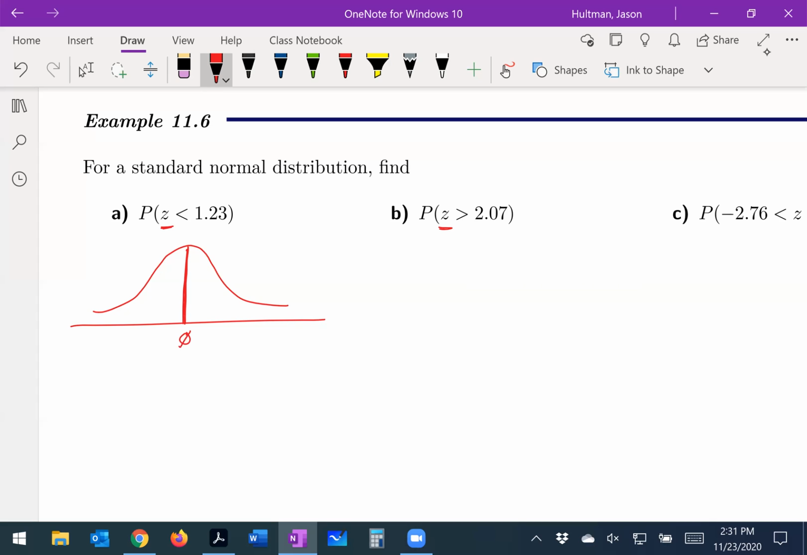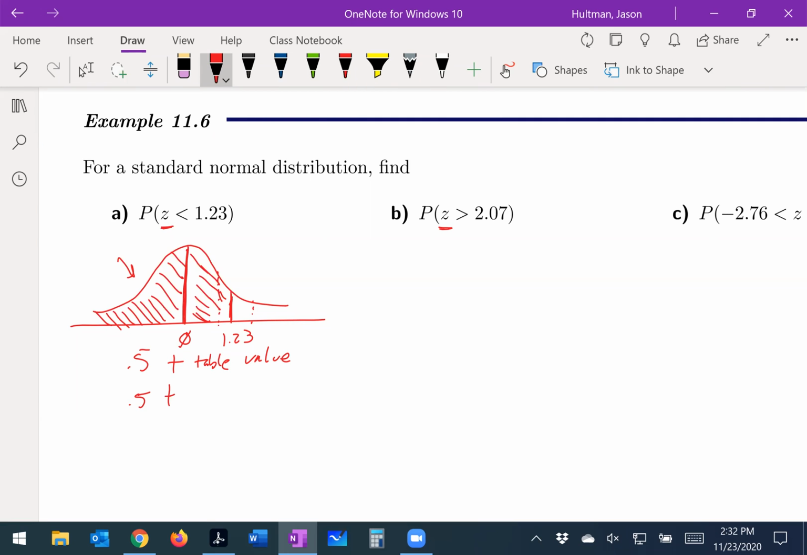So where is 1.23? Whenever you have z-scores, you're talking about standard deviations. This would be 1 standard deviation, this would be 2 standard deviations, and so 1.23 would be here. What do I want? I want everything below 1.23. So I go to the table and see what 1.23 is, and then I add the bottom half to it, because the bottom half is not included in the table. So 0.5 plus the table value for 1.23.